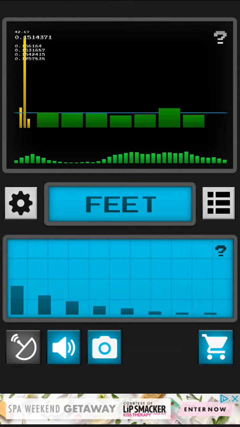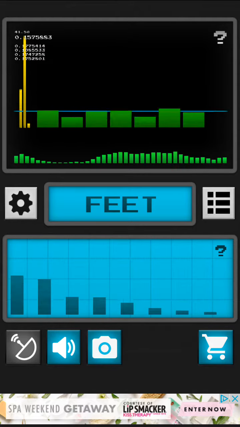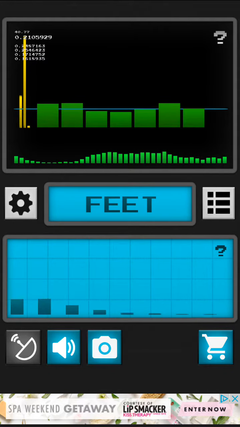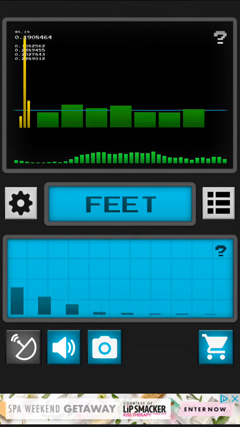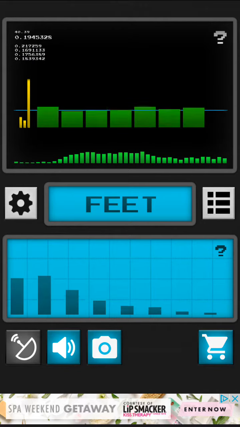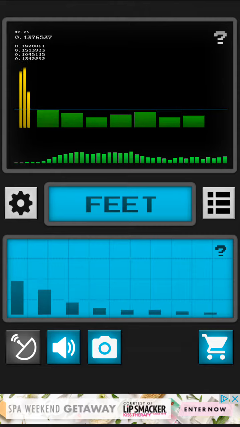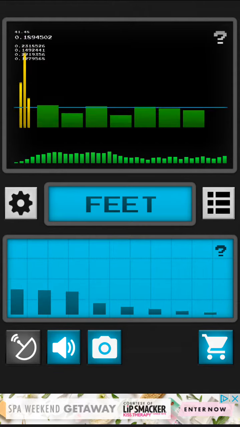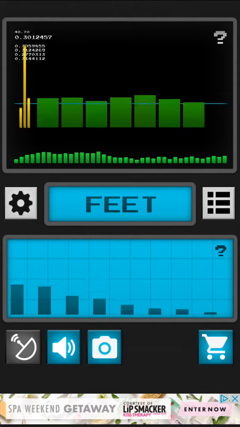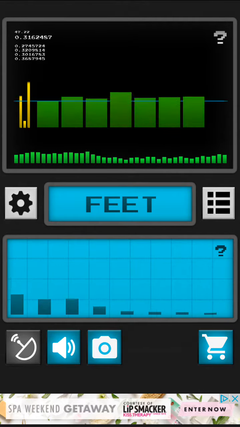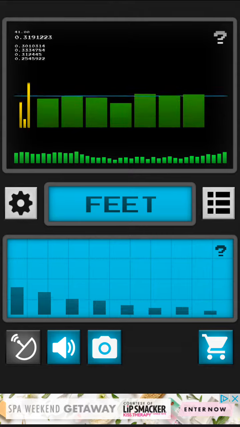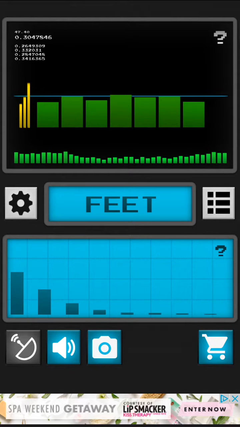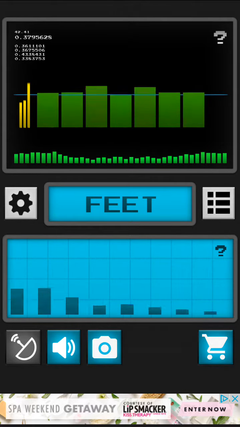Feet. Oh, you find my feet. I had my feet hanging over by the edge of the bed. Oh, sorry. Rearranging myself again. I'm trying not to invade their space too much.